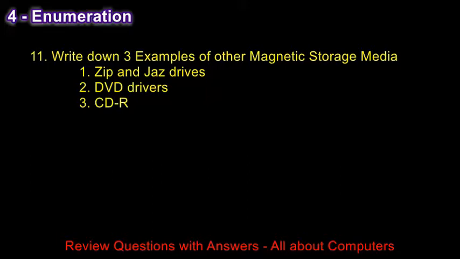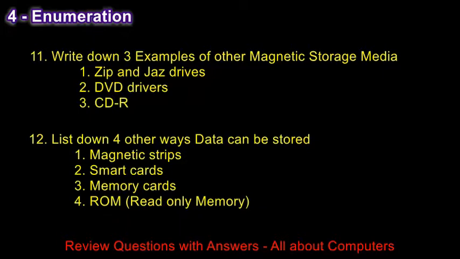Number 11, write down 3 examples of other magnetic storage media. That would be number 1, zip and jazz drives. Number 2, DVD drives. And number 3, CDR. Next, list down 4 other ways that data can be stored.